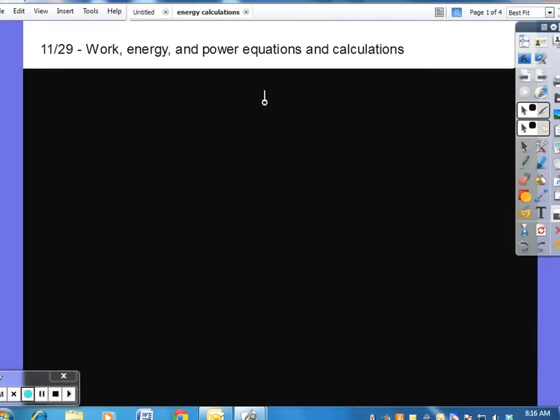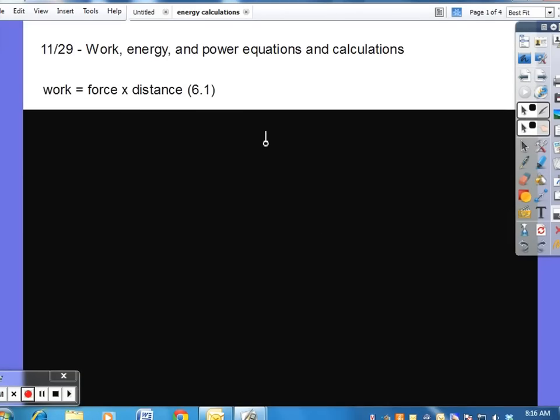These are notes on work, energy, and power calculations and equations, and they're found in Chapter 6 of your book. Make sure as you're doing them that you do the calculation before looking at the answer so you can see how well you understand them. So the first equation is work, and that's in Chapter 6, Section 1. Work equals force times distance. So it's the amount of force you exert on an object over a certain distance.